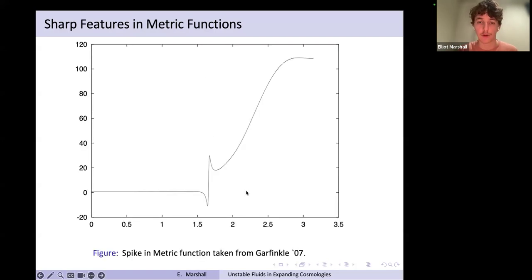Here I've got a plot taken from a paper by David Garfinkel, which shows a spike in the metric functions in these Gowdy spacetimes. And I would argue that this is a very similar sort of seemingly discontinuous feature that we see in our solutions. Now, to my understanding, these spikes are a sort of ODE feature. They're caused by these Kasner bounces you get as you approach the initial singularity.